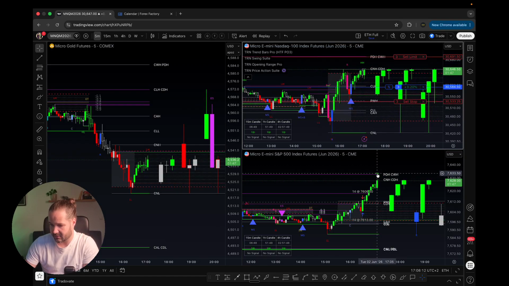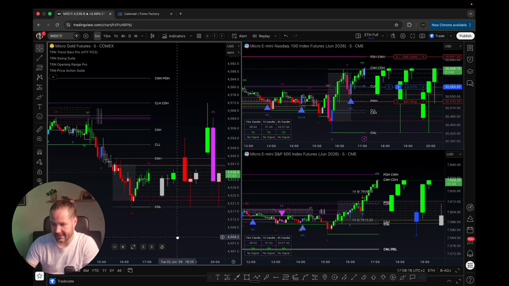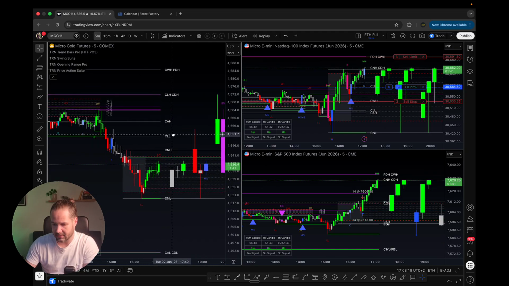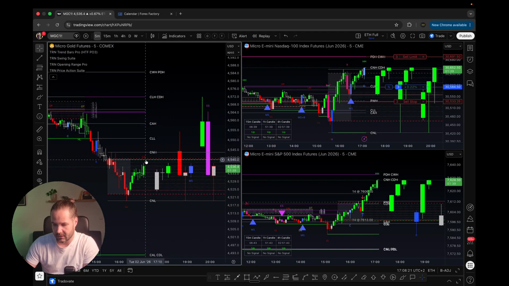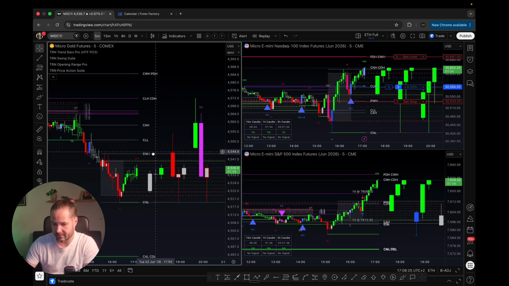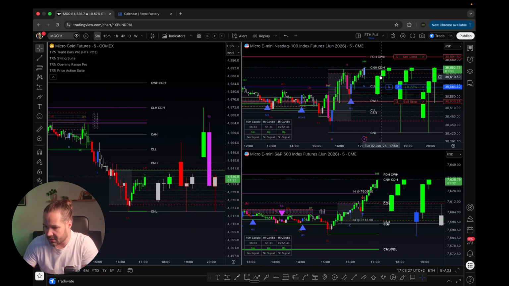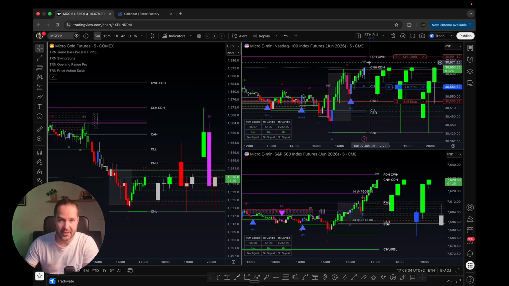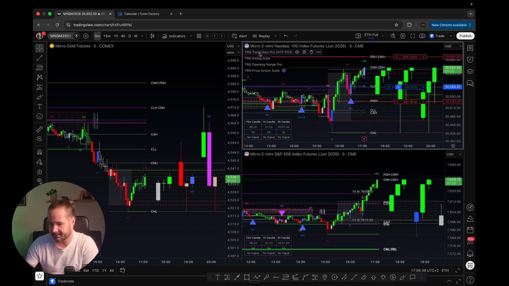ES already on the way to grab the liquidity. And now it's also getting a bit more interesting for gold here. We are getting closer and closer to the opening range high. This would be the area where I'm looking for a reaction. And here comes the bullish continuation candle. That's really something I want to see. Continuation candle means bullish continuation. It's also a signal from the Trend Bars Pro indicator.